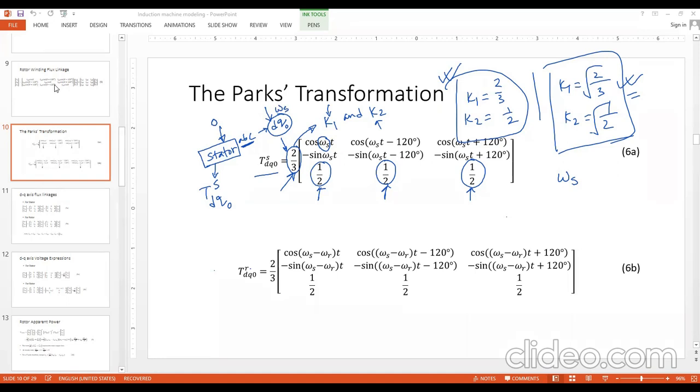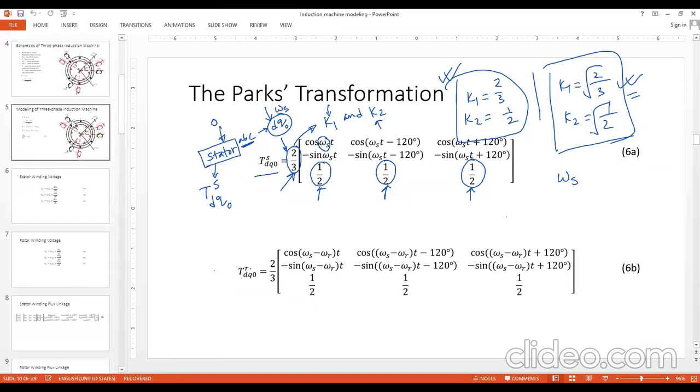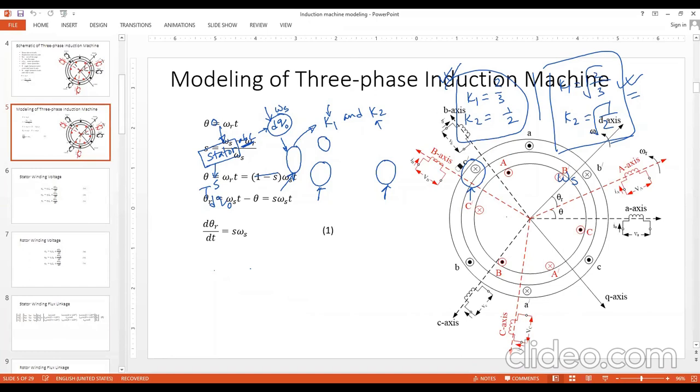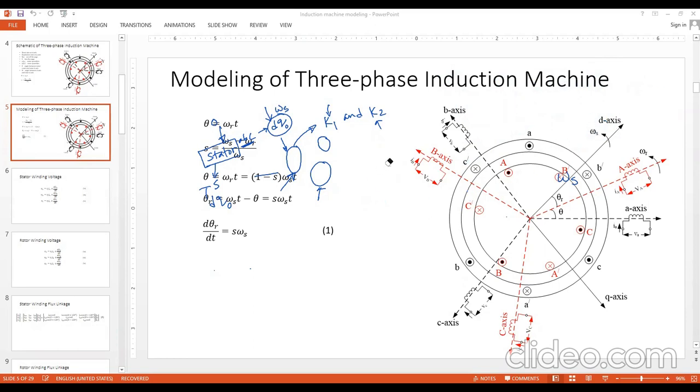If you roll back a few slides, you can see that this ABC frame is rotating at 0. So it is stationary actually. The A axis, B axis, and C axis are clearly unmoved, so this omega is actually 0. What is the speed of the dq axis? Omega s. So what is the relative speed between the d axis and the stator axis? Omega s minus 0, and the resulting speed is omega s.